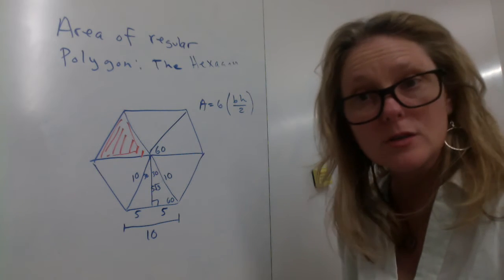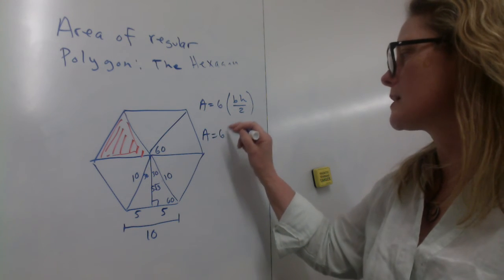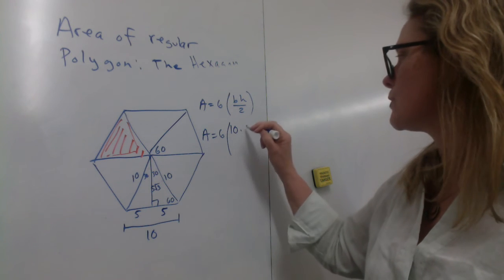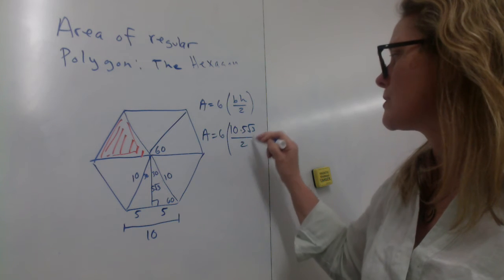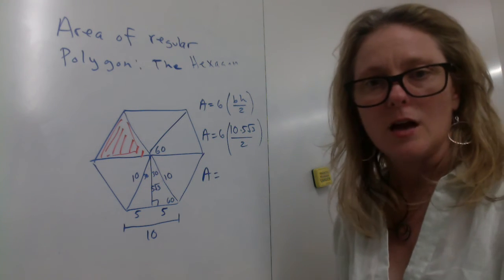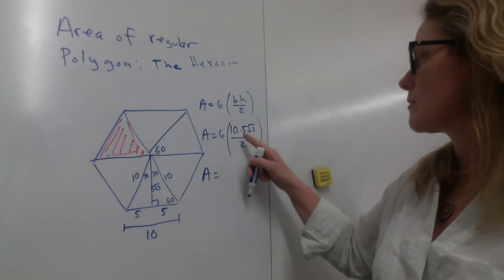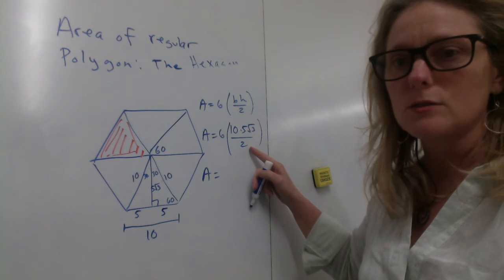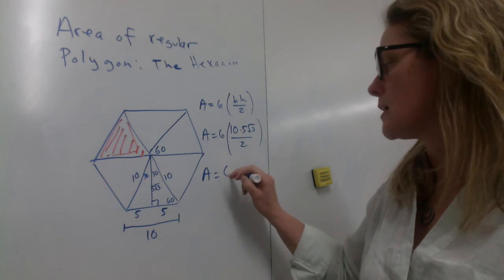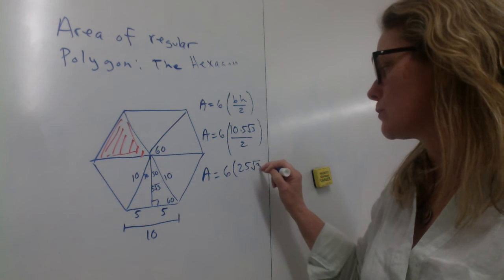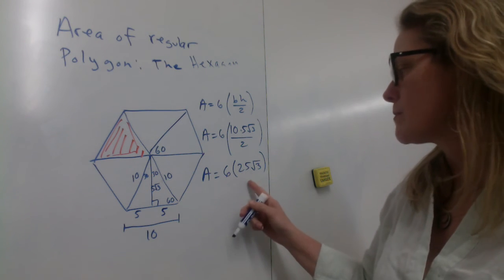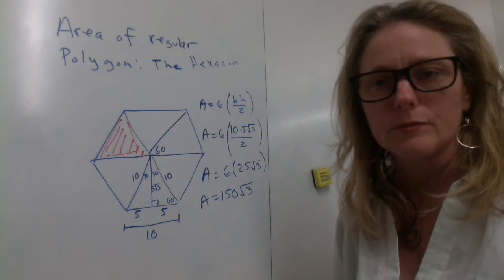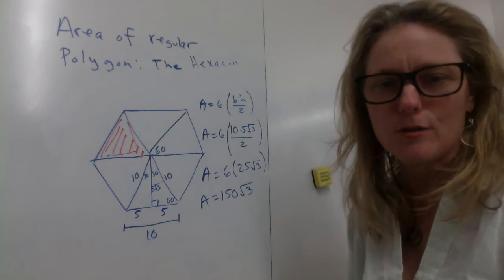Let me go back, put those into my formula. So area will be 6 times the base is 10. The height is 5 root 3 divided by 2. Okay, now I'm going to simplify. 10 times 5 is 50 times root 3. 50 root 3 divided by a 2 is going to be 25 root 3. 6 times 25 is going to be 150 times root 3. And I'm done, okay? All right.